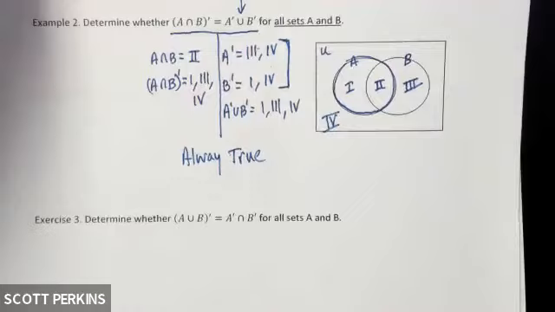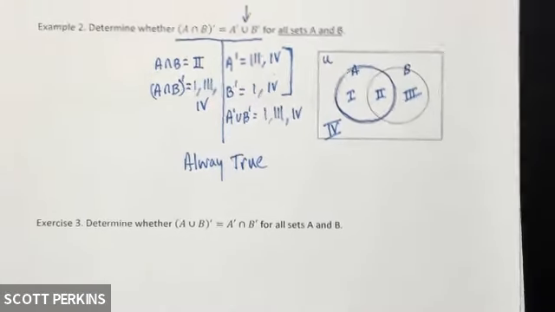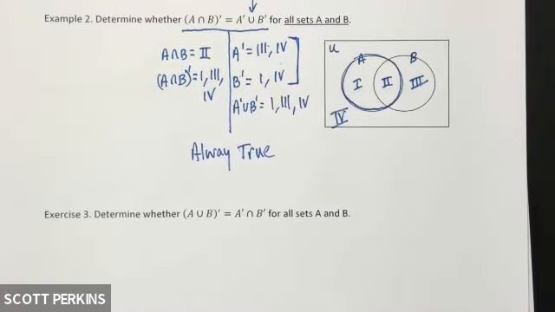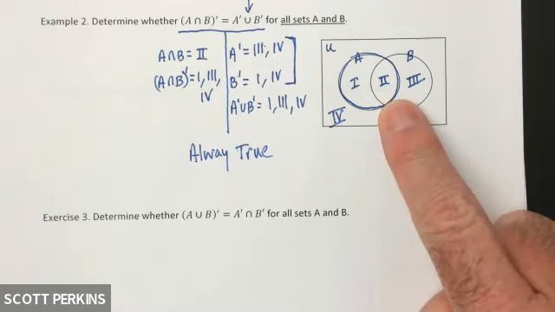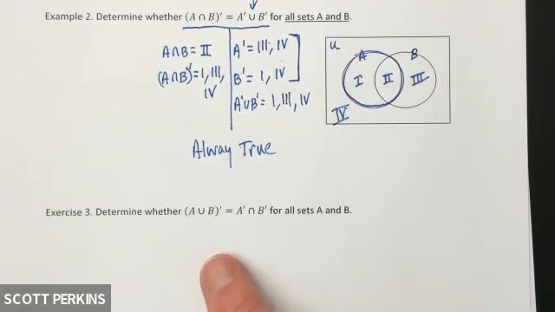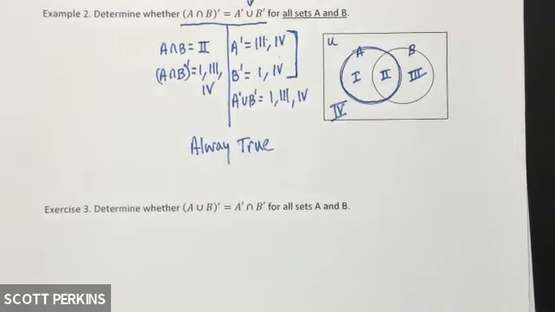So the next problem is super similar to what we just did, a very minor change, just because you're going to run through it. I'm going to leave this picture right here. Do the same thing for exercise 3. Is A union B complement always going to be equal to A complement intersect B complement?